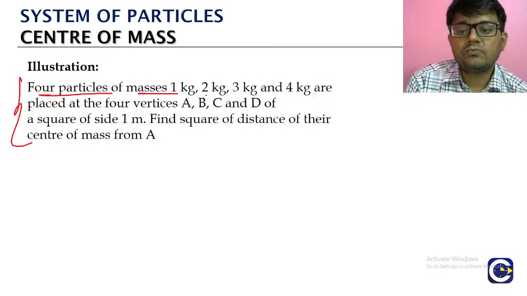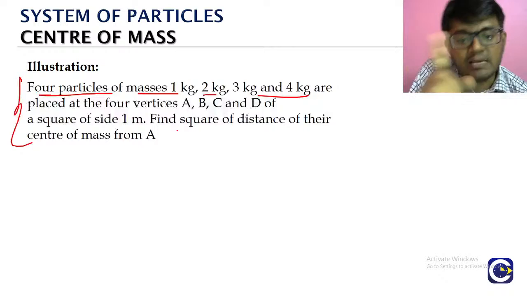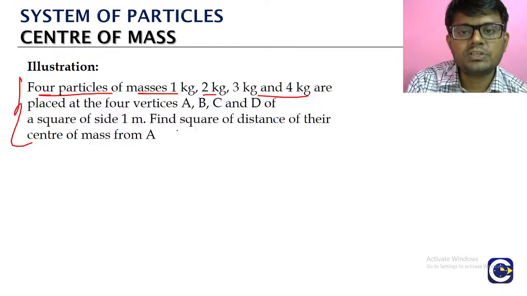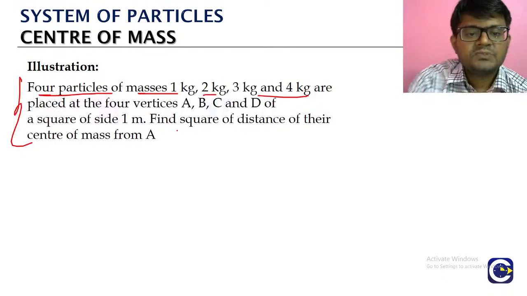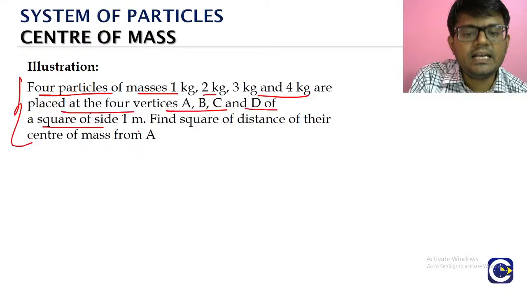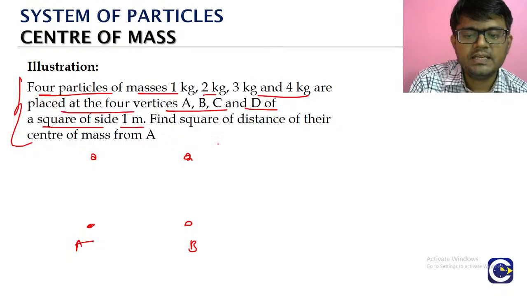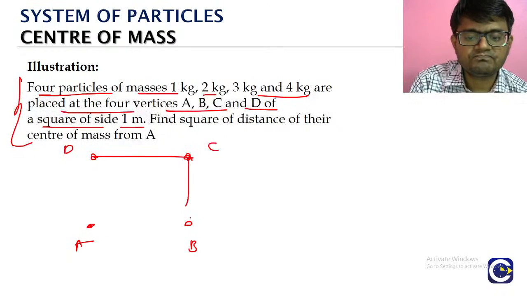4 particles, 1, 2, 3, 4. Whenever they give it like this, we have to take in the same order. Most of the questions will say respectively like that, but otherwise also we have to take in the same order. 4 particles, 1, 2, 3, 4 are placed at A, B, C, D of the square. So look at this, A, B, C, D. A is here, B is here, C is here, D is here.